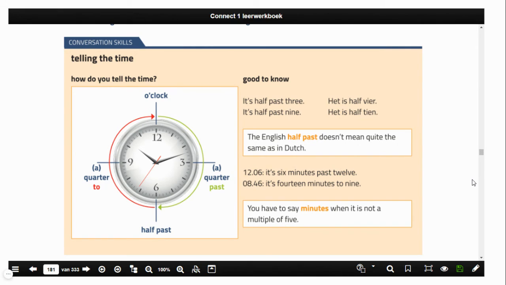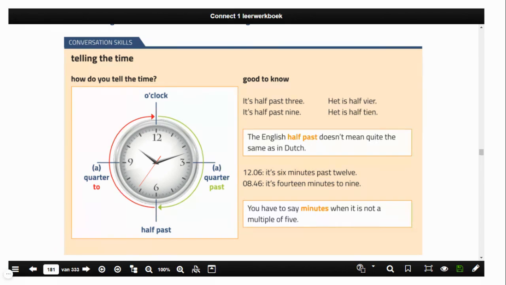Let's have a quick look at the good to know part. It's 3:30, dus een half uur over 3, dat is 3:30. It's 9:30, een half uur over 9, dus het is 9:30. The half past doesn't mean quite the same as in Dutch. Dus goed opletten, het is 3:30 kan je niet letterlijk gaan vertalen. Onthoud altijd, het is een half uur over 3.